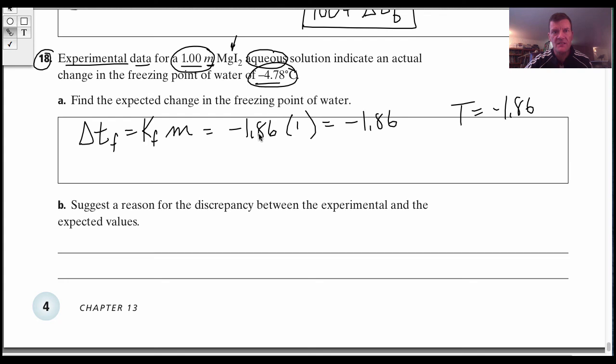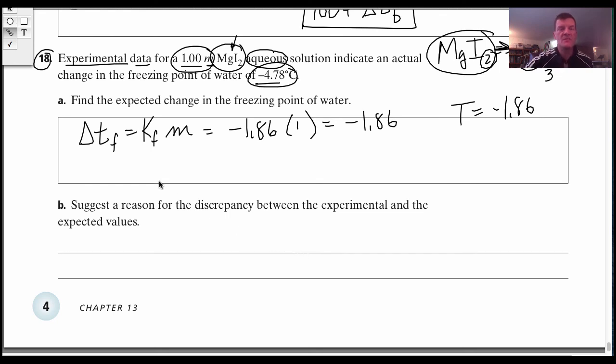But it's not. It is -4.78. Why is that? Well, your reason for that is because this is an ionic compound, and it breaks apart into the magnesium. Let's write this down. It breaks apart into what? Magnesium ion and 2 iodide ions. So actually for every one of these, you're going to get 1, 2, 3. You get 3 ions. It's actually triple the concentration of what you expected.